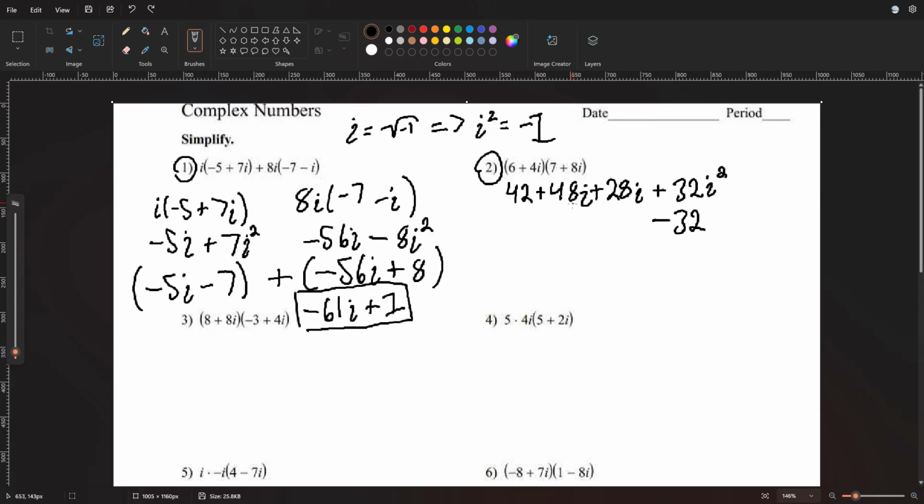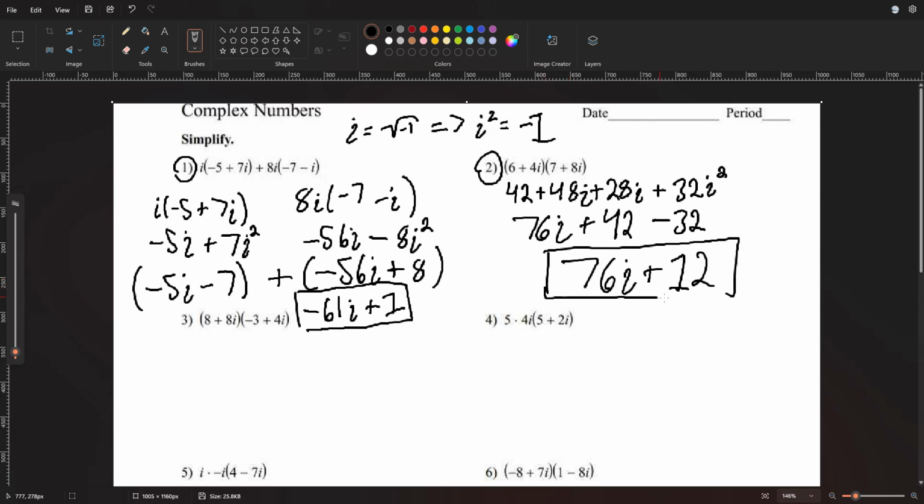Alright, awesome. Now we can combine like terms. So 48i plus 28i is going to be 76i. So let me write that right here to make it a little easier for us. And then the 42, it's positive, so plus 42. So we have 76i plus 42 minus 32, so it's going to be 76i plus 12, because 42 minus 32 is 12. And that is going to be our solution for problem 2.